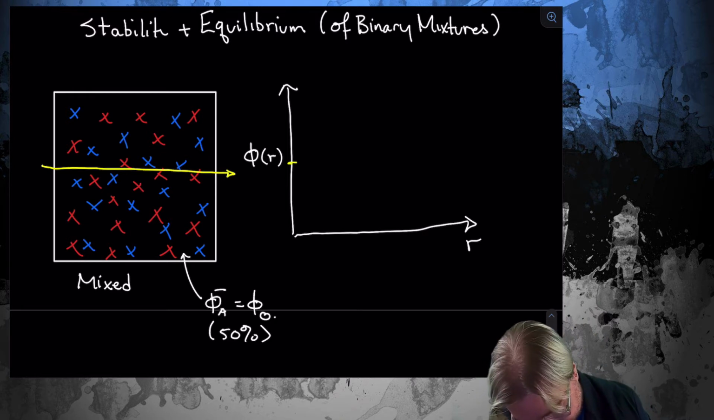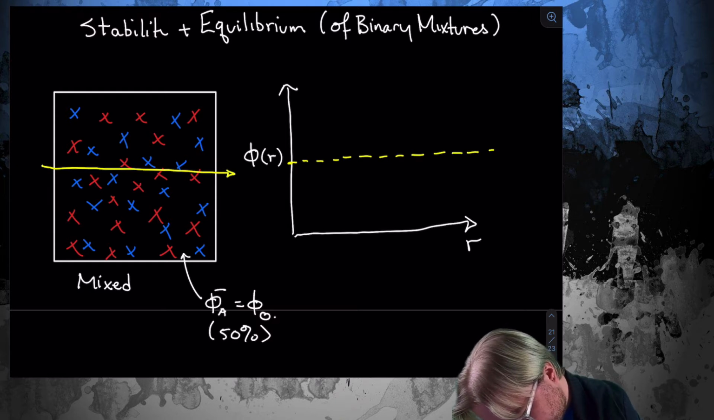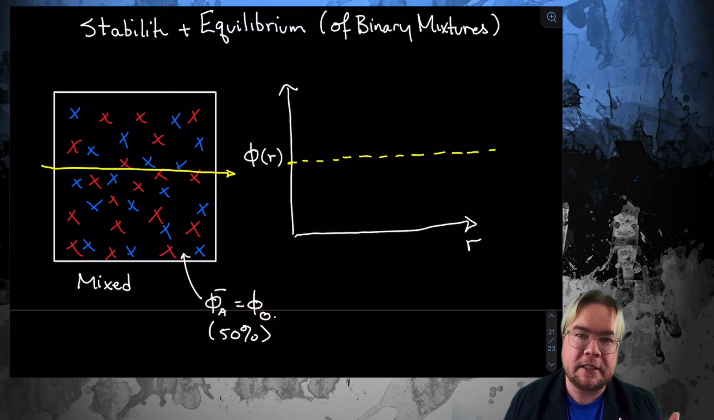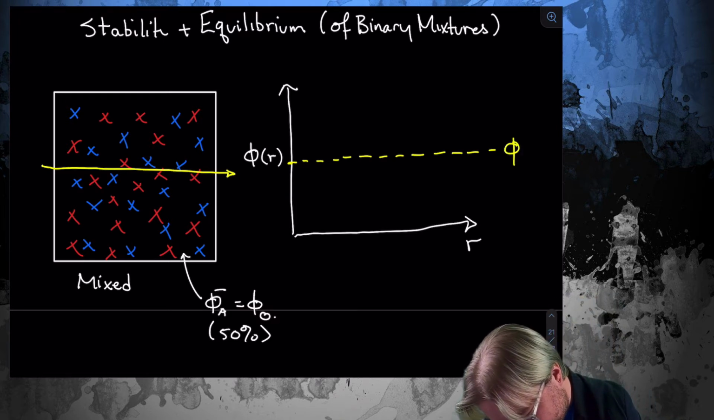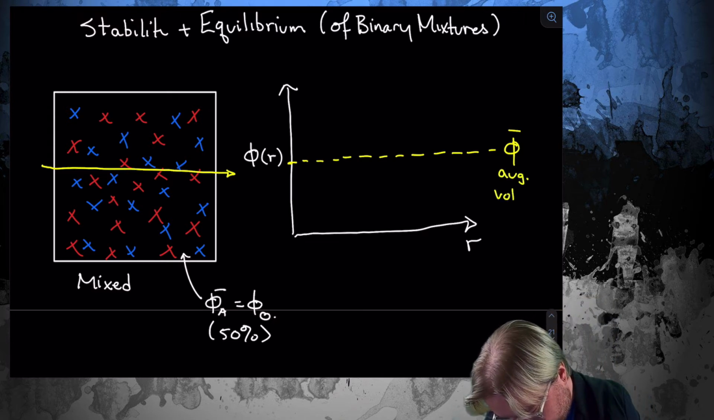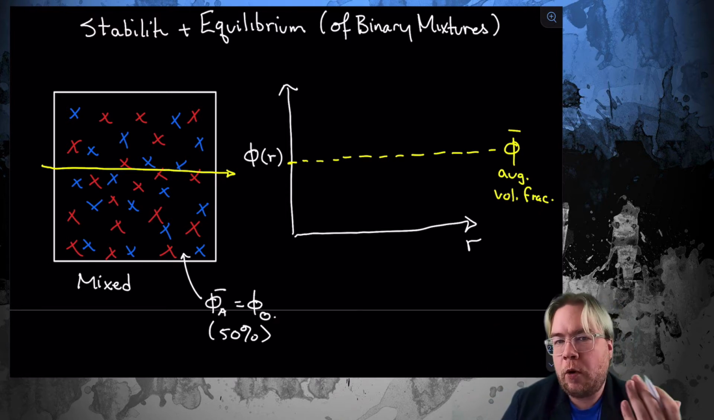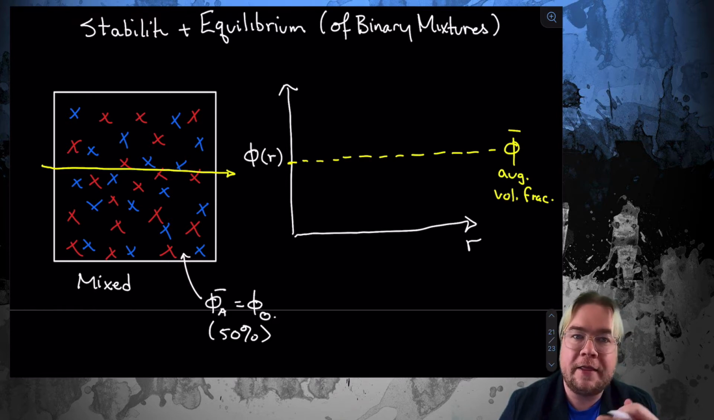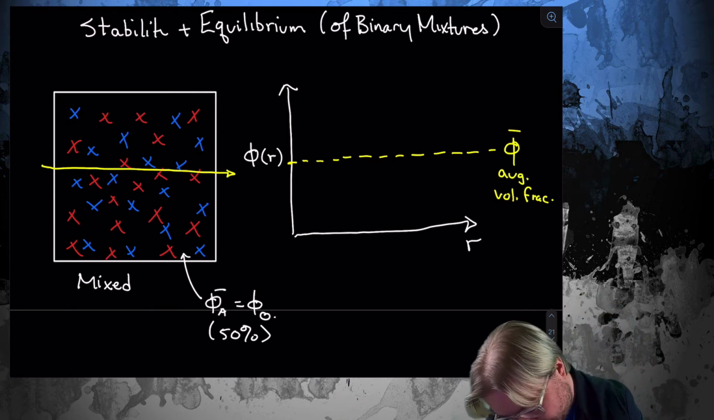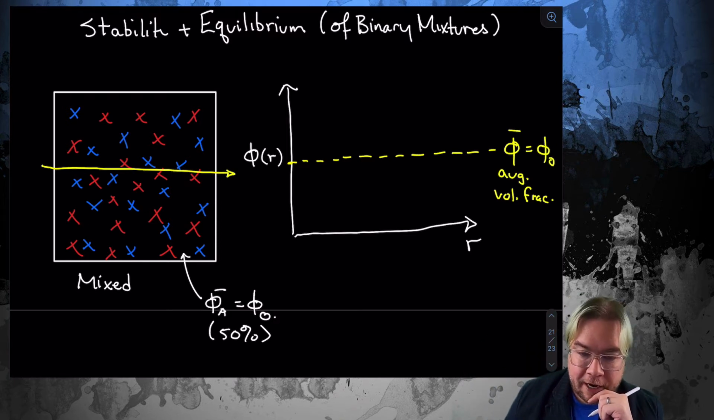Then what I will find as I trace my way across is that on average, especially if I did this many, many times as my system's evolving, I would find that everybody has a volume fraction equal to phi bar. That's going to be the average volume fraction of the species that I have. So I measure it at 1 second, and then another second later I measure it again, and again, and on and on, and then I average them all, and I should find a straight line like this with the average composition. In fact, this average composition had better be phi 0.